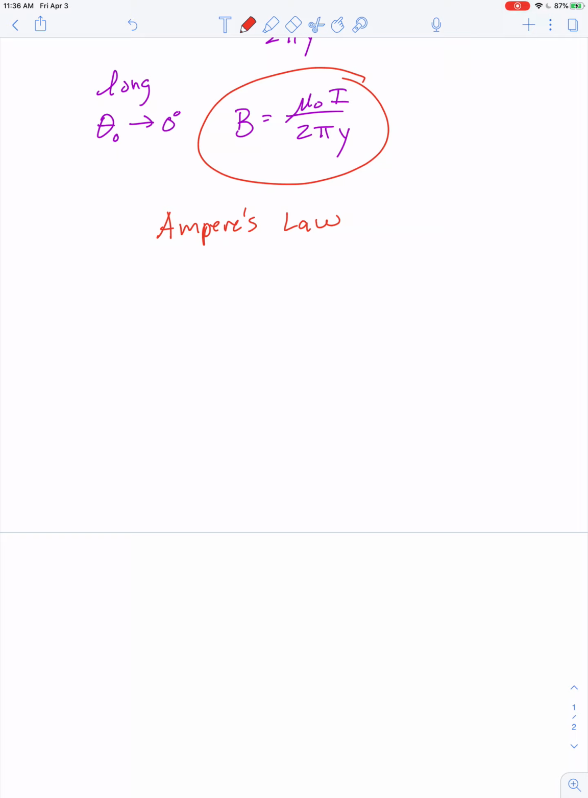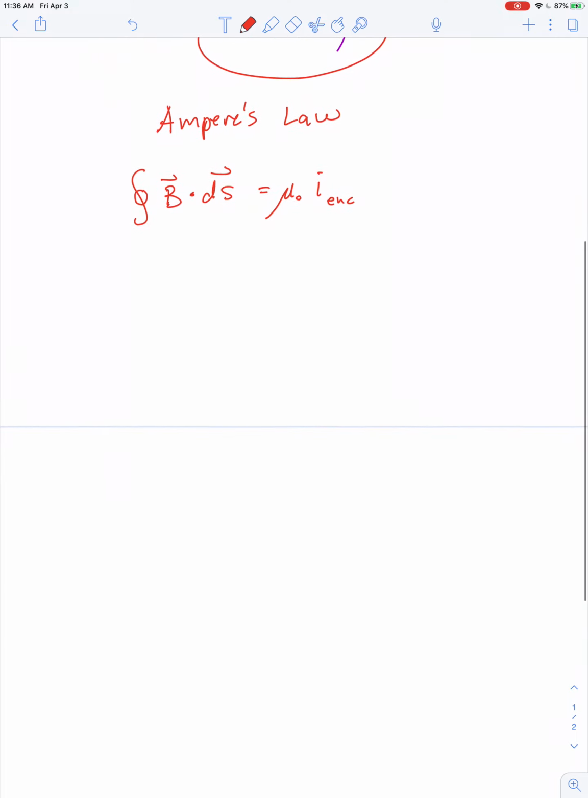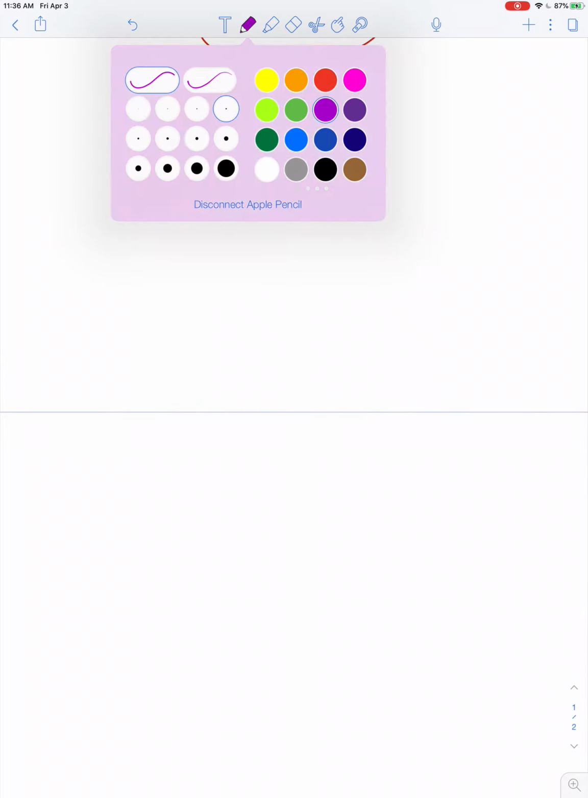and you'll find that Ampere's law looks somewhat like Gauss's law for electricity. Ampere's law is a law for magnetism, and it says if we take the integral of B dot ds, that's equal to mu naught, the permeability of free space, multiplied by the amount of current enclosed by some Amperian loop. So here's how we apply that law to find the magnetic field near a long straight wire. So let's draw that wire one more time.